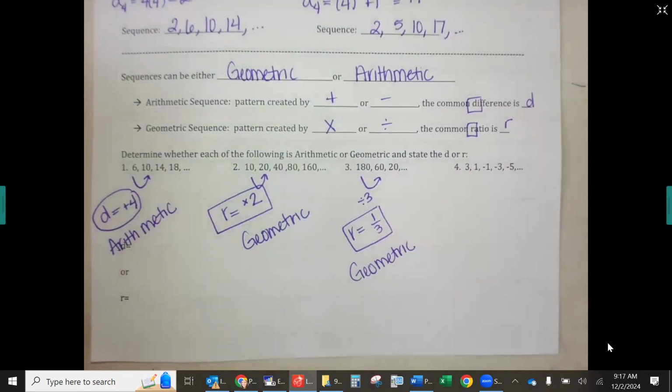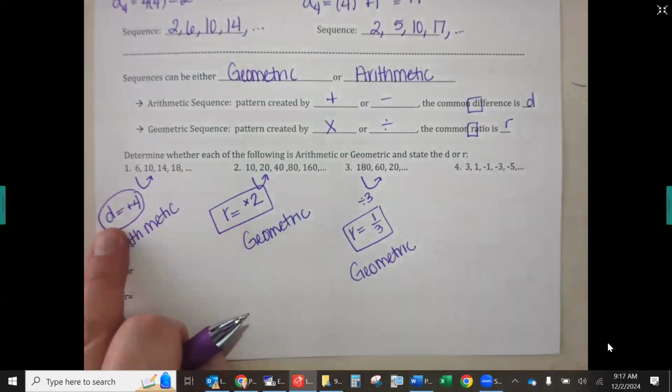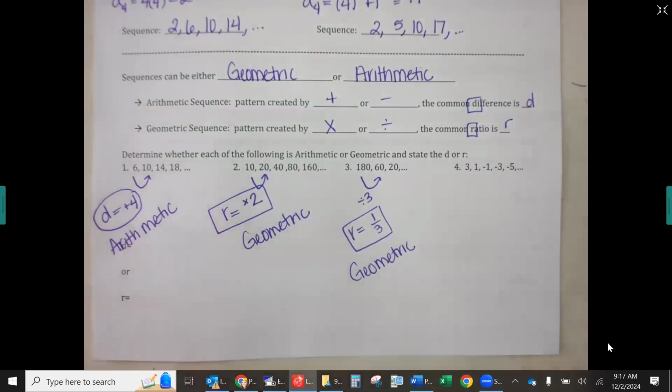Okay, yes? So should we always put the plus or multiplication before the number? You don't have to. If you pick an R, it's implied as multiply. If you put a D and it's positive, it's implied as plus.